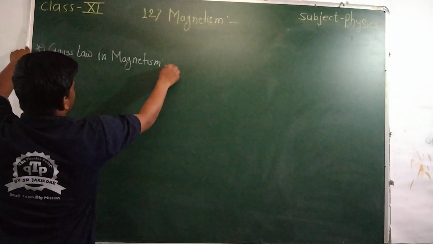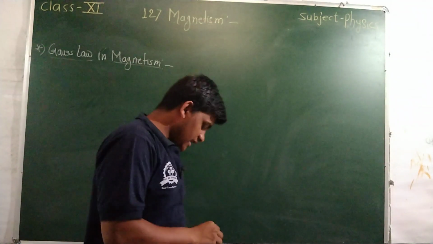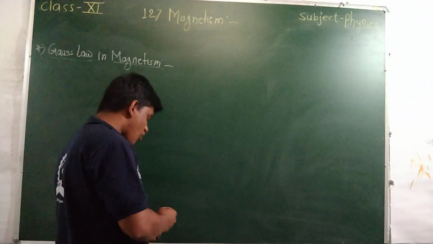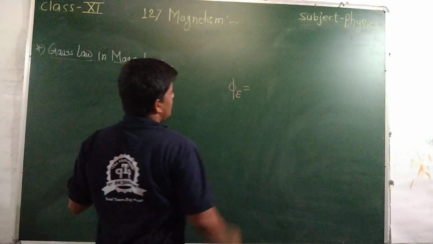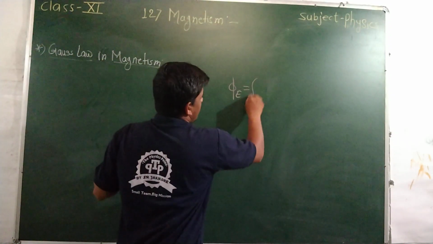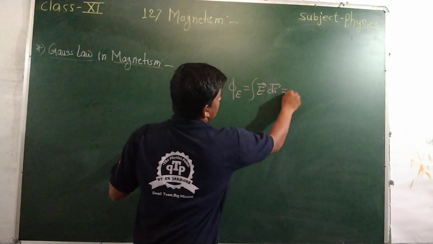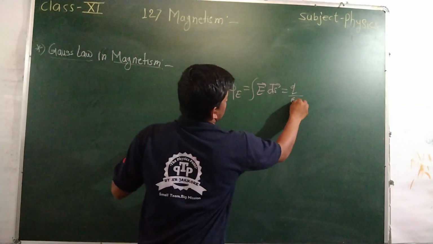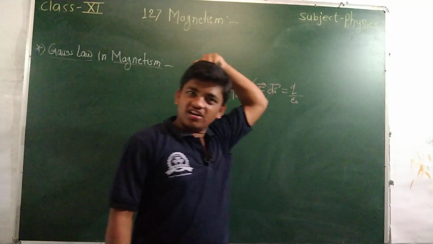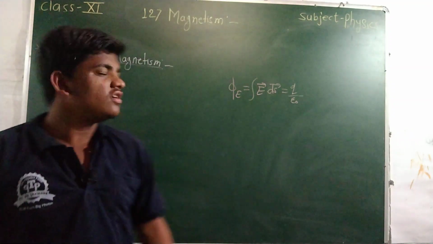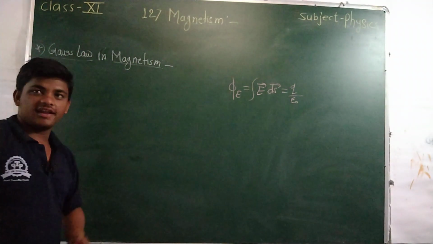In the Gauss law, the same law we discussed in the topic of electrostatics, the net electric flux, that is psi E, is equal to the integral of electric field E dot dS, where dS is the surface, and it is proportional to the net electric charge. This is the Gauss law we studied in the electrostatics topics.